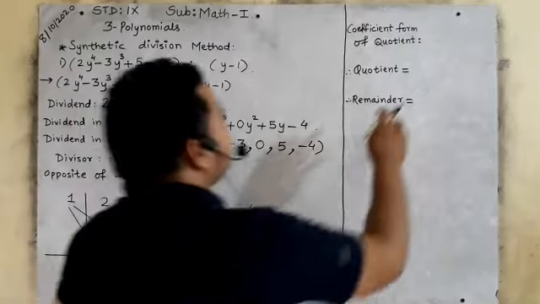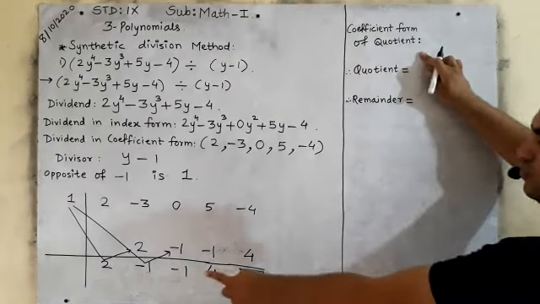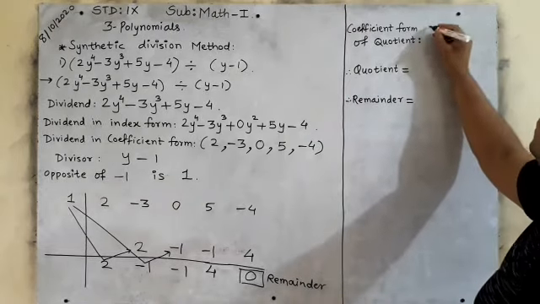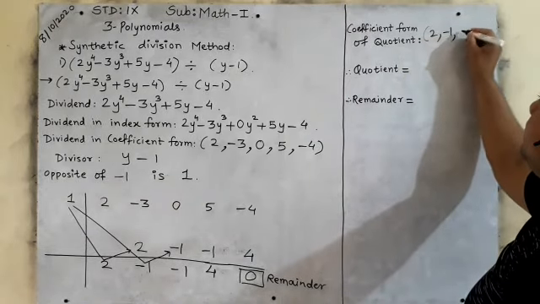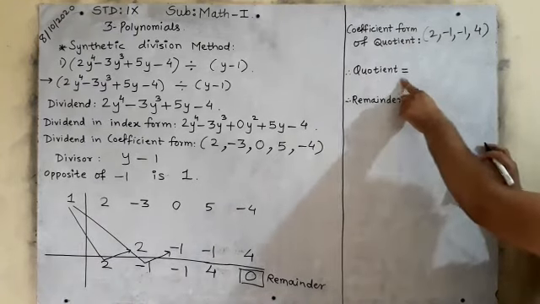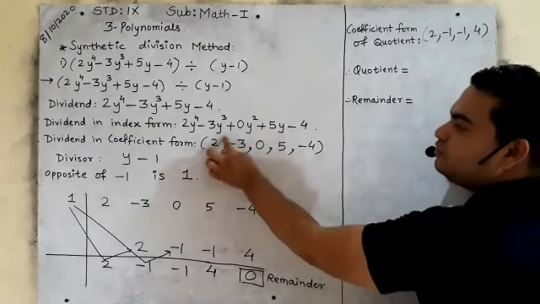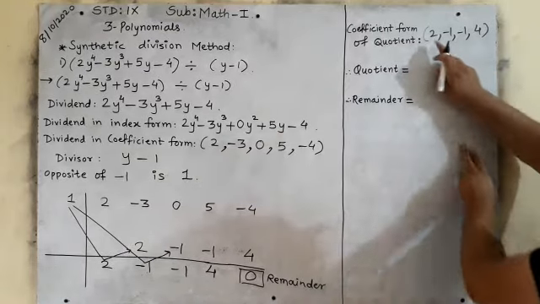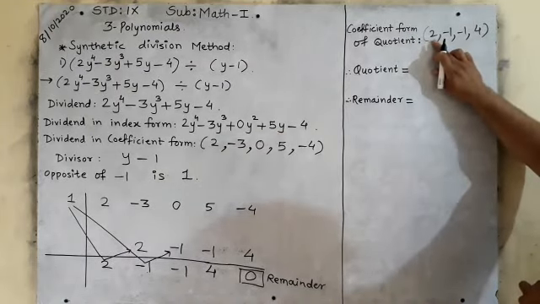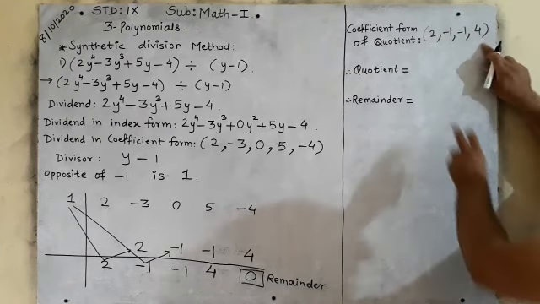Now see here. I will write it down. The coefficient of the quotient. This coefficient, the remaining 2, minus 1, 4. See, 2, -1 and 4. Now we have to write the quotient with variable. Which variable is used here? y. And how many terms? 1 2 3 4. So y you will use with 2. Every number के साथ you will use y.